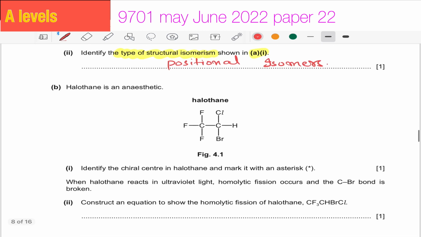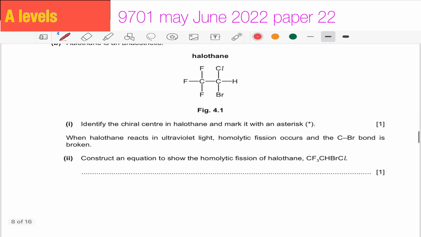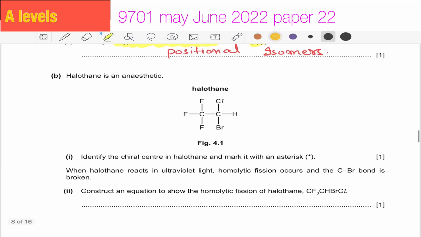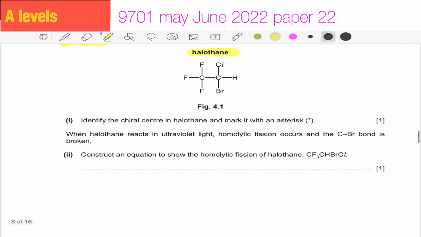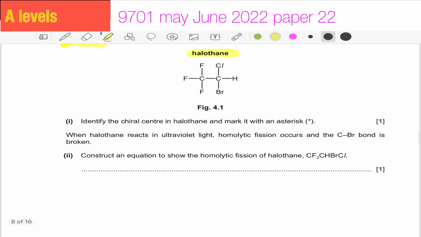All right, now the next part of the question is, halothane is an anesthetic, and they have given us the structure of halothane, in which the carbon atoms are connected to fluorine, chlorine, bromine, and hydrogen. Identify the chiral center in halothane and mark with an asterisk.